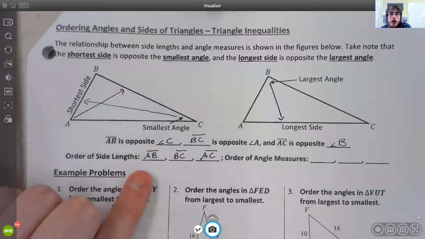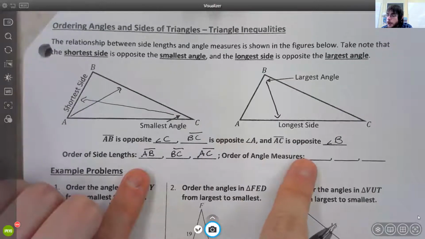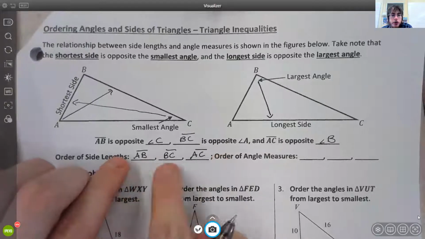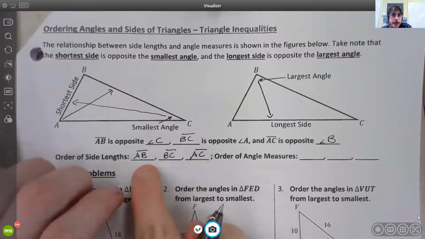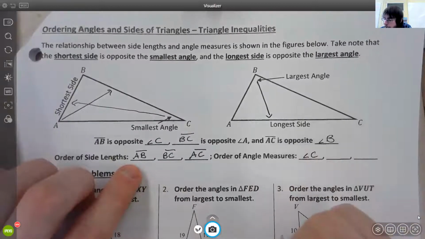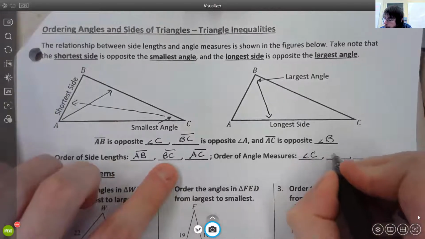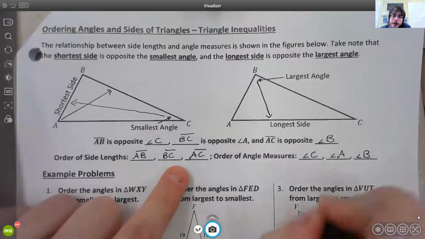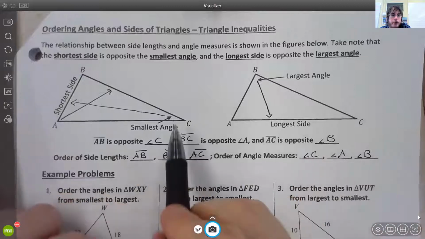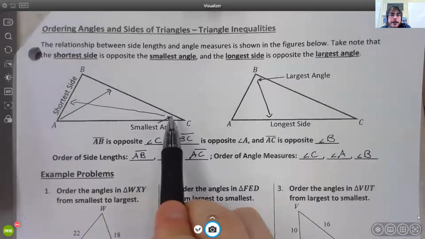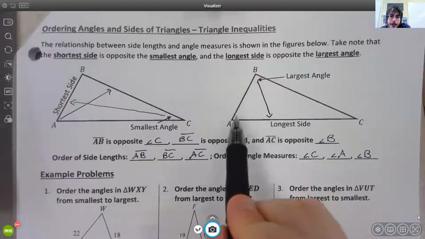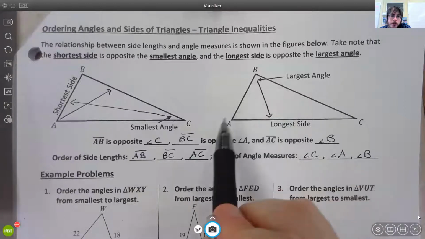Okay. And then your order of your angle measures will follow in the same order, according to whichever sides the angles are opposite. So C is opposite AB. It's the smallest angle. BC is opposite angle A. And AC is opposite angle B. So that would be the order of the angles. And we can verify that by looking at the diagram. C is our smallest angle. B is our largest angle. And then A is neither the smallest nor the largest, so it's right in the middle.